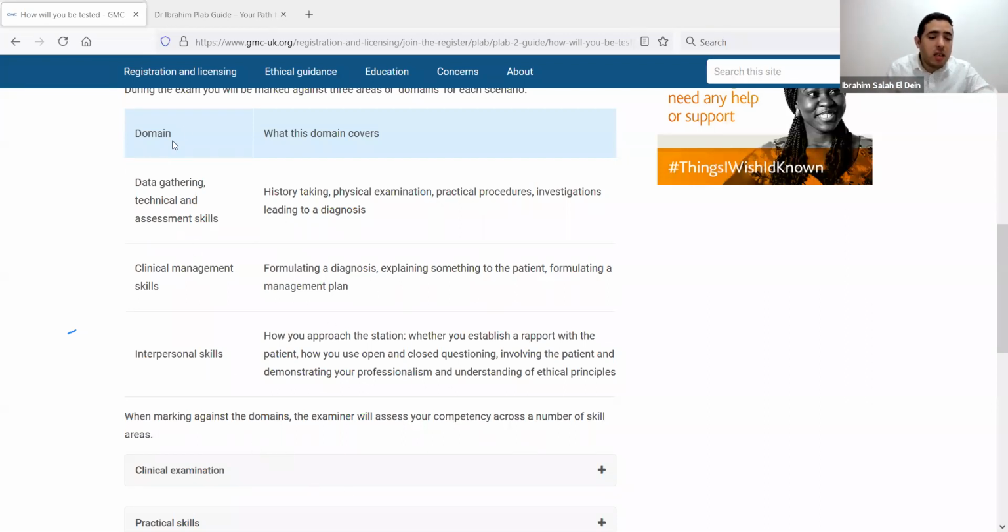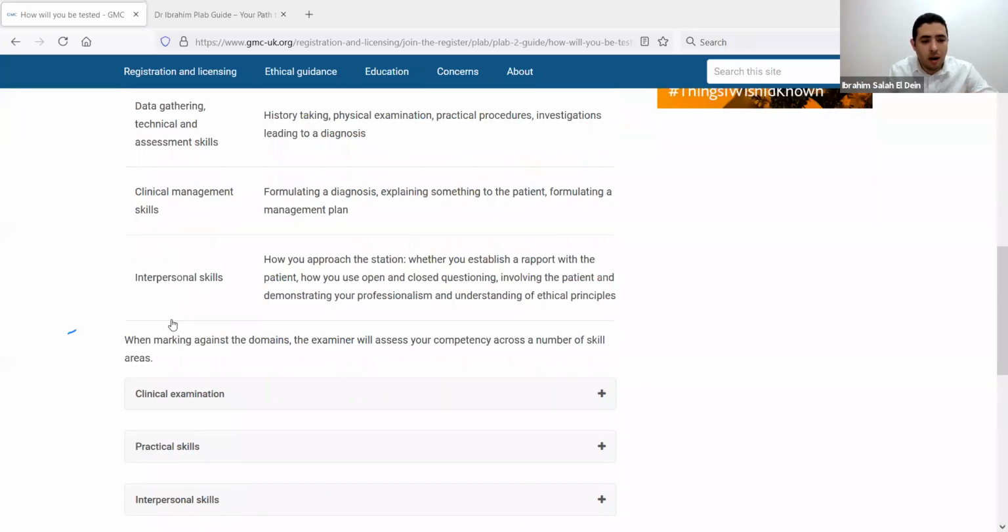Okay, so these are the 3 domains of the exam. You need to put these 3 domains in front of your eyes from the start. You need to manage your time from the start. Yes, it will be very difficult at the start, but by doing it again and again and again, you will be able to do it.